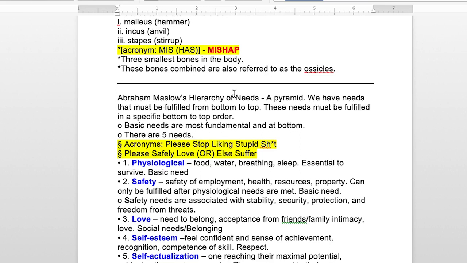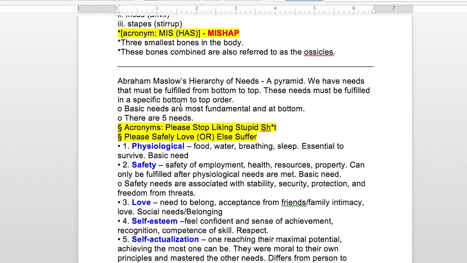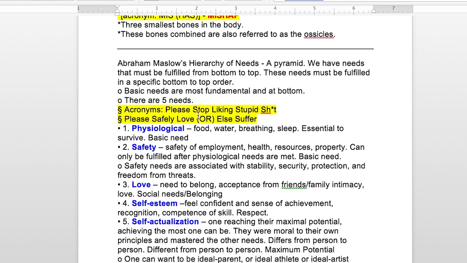Then Abraham Maslow's hierarchy of needs. So these are the five levels of the hierarchy. And the way you can memorize that is, please stop liking stupid shit, or please safely love or else suffer.